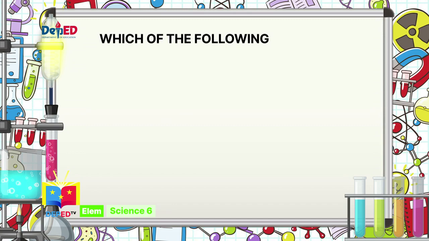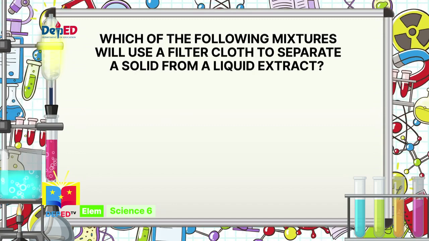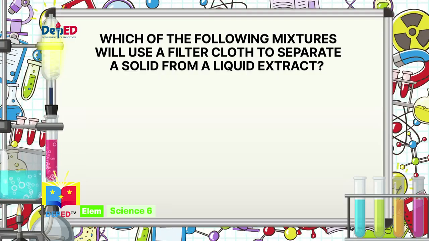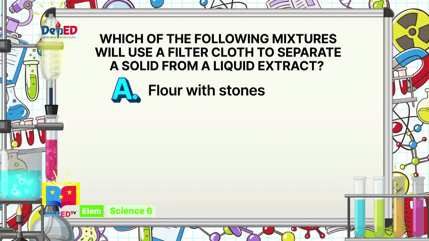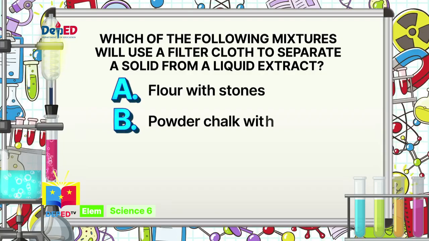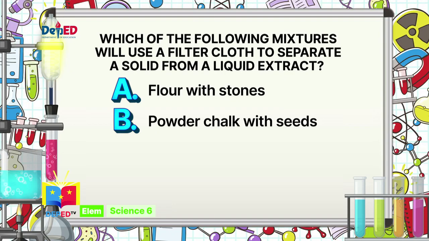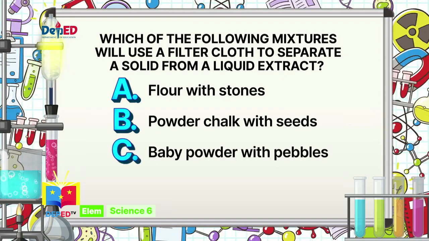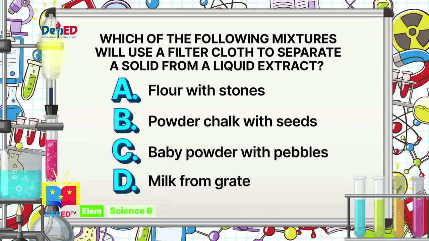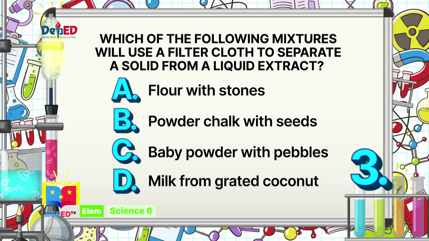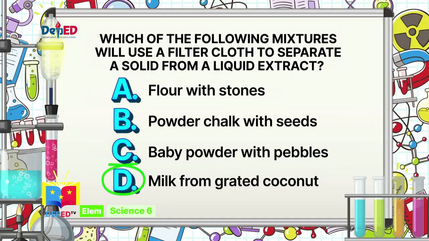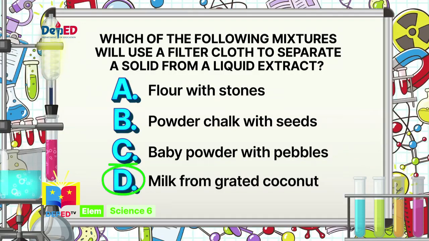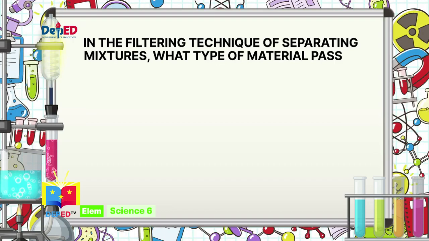Sieving. Number 2. Which of the following mixtures will use a filter cloth to separate a solid from a liquid extract? A. Flour with stones. B. Powdered chalk with seeds. C. Baby powder with pebbles. Or D. Milk from grated coconut. The correct answer is letter D. Milk from grated coconut.